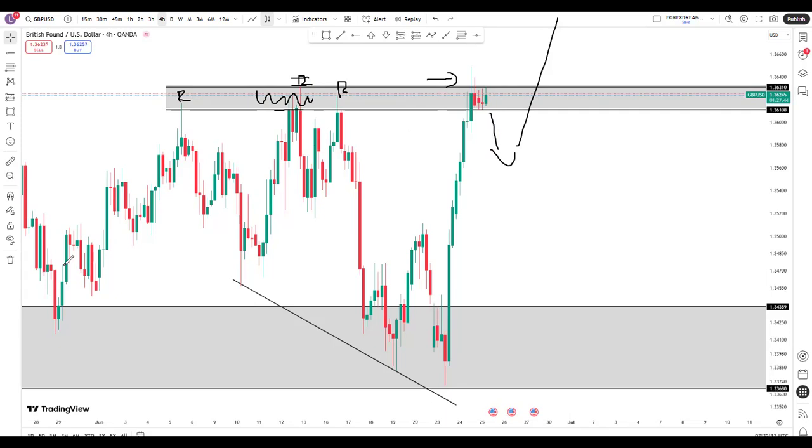Now, here's the danger. You step in, you sell here, the market goes up. So you step in, you sell, the market goes up, right? The market goes up. You wait for the market to come down to roughly this level. Now you know that the market is pushing to the downside.